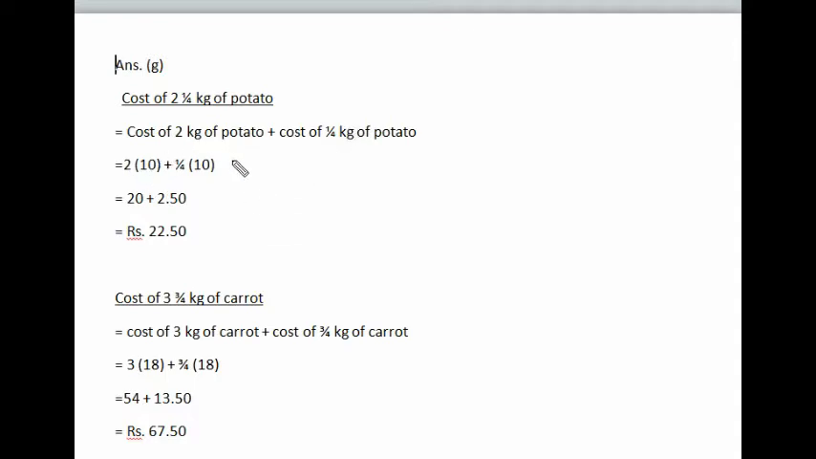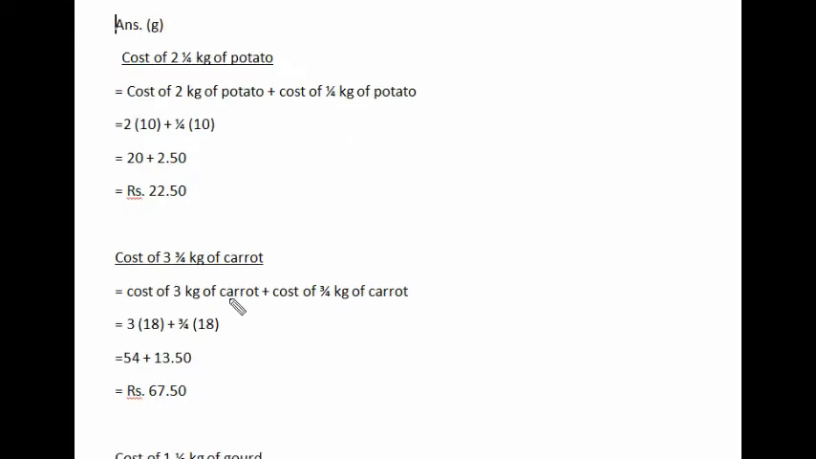The cost of 1 kg of potato is equal to rupees 10 as given in the question. So 2 into 10 plus 1/4 into 10. That means multiply this 2 by 10 and here divide 10 by 4. So 10 2s are 20, and if you divide 10 by 4 you will get 2.50. So 22.50 rupees is the cost of 2 and 1/4 kg of potato.